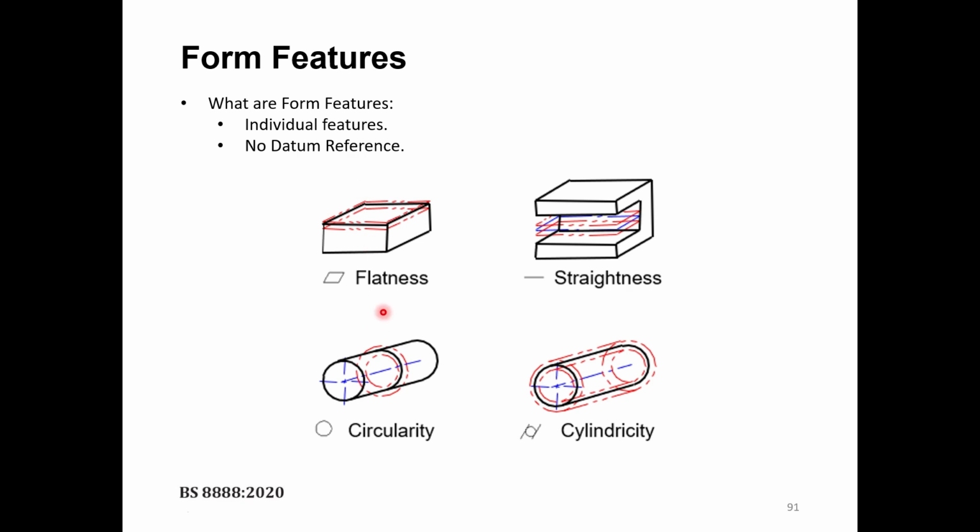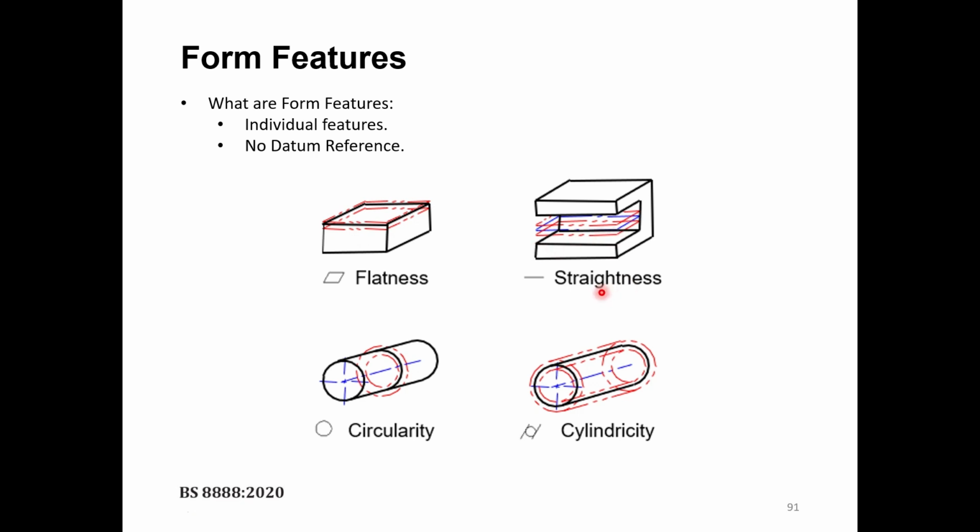Okay, so the form features, I said earlier in the table, the form feature does not require a datum reference. For example, these four features here, the flatness of a surface, or the straightness of an edge, or the circularity of a circle, or the cylindricity of the entire cylinder, do not require a reference to define them. So when we say the flatness of the surface should be within a specific tolerance, what we mean is we draw two flat surfaces, and the distance between them is the tolerance that is given, and the actual surface, which is the black one here, should lie within this tolerance. It should not go above or below this tolerance.